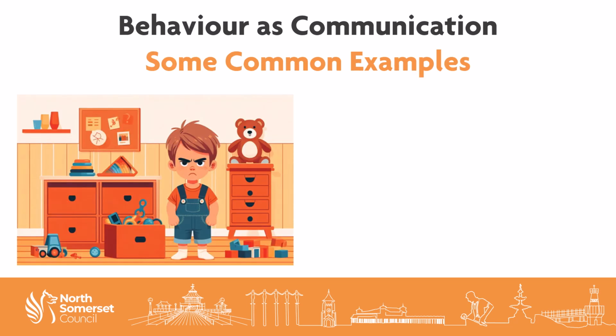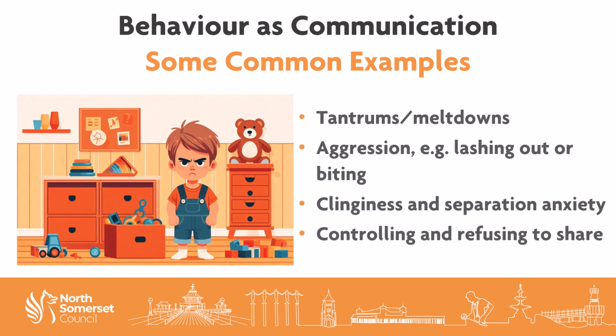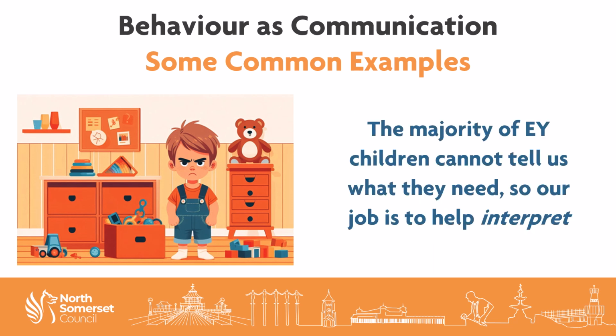So let's set the scene by thinking about some common behaviours in early years and primary school settings that children might be using to tell us that they are in need of something. Examples of this include tantrums, aggression, withdrawal, controlling, refusing to share, or clinginess. What we need to bear in mind is that these behaviours from children are not part of a planned strategy, they're a reaction. They are the result of problems expressing what they need, and the best way to help them is by interpreting their needs for them.